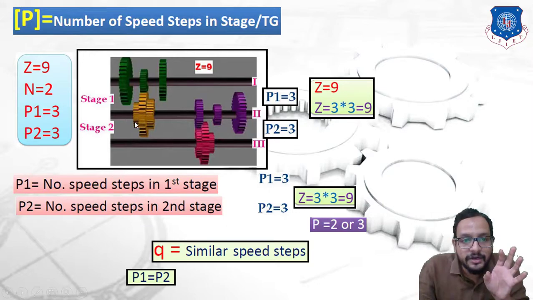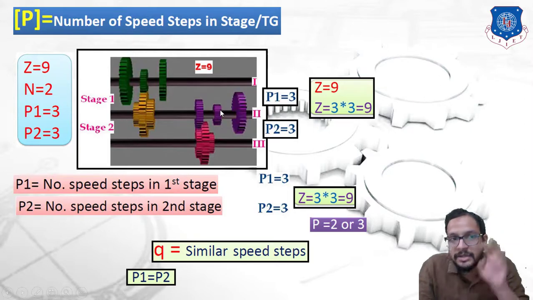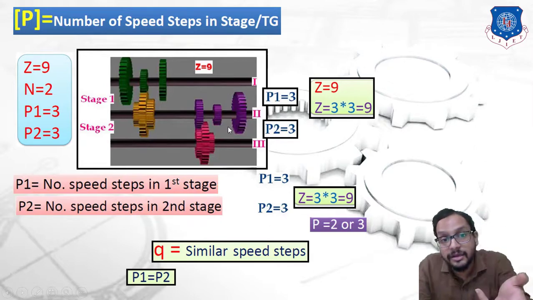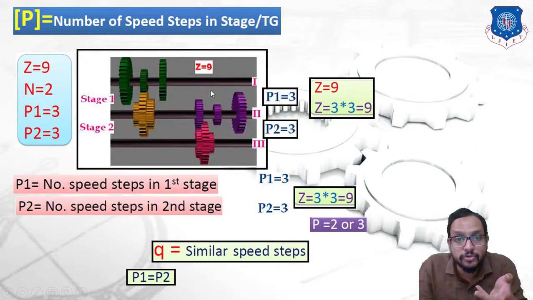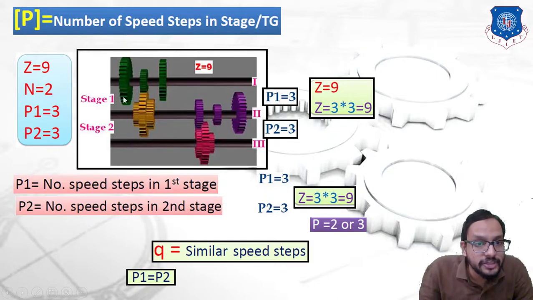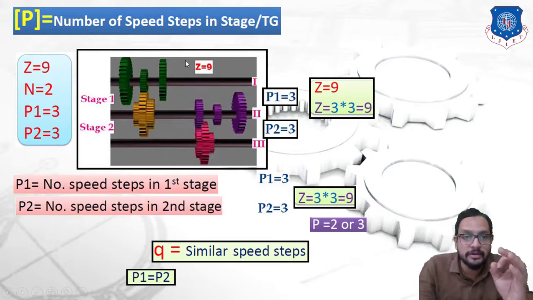By meshing the first pair I have obtained 3 different speeds, and by meshing the second pair of the stage 1 arrangement, another 3 speeds will be obtained by this gearing arrangement. So total, you would say, 6 speeds. Now when I mesh the third pair, again 3 different speeds will be obtained from stage 2. Corresponding to each meshing, 3 speeds are obtained, which means a total of 9 speeds will be obtained.